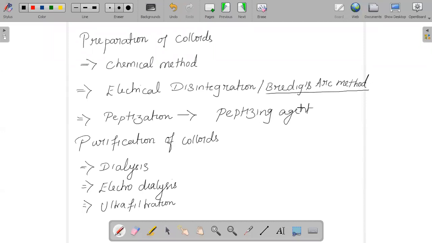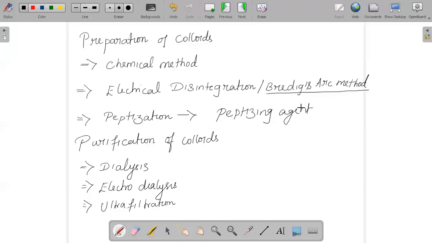During peptization, the precipitate absorbs one of the ions of the electrolyte on its surface, and this helps a charge to develop on the precipitate, which ultimately breaks up into small particles of colloidal size, and we get a colloid. So there are three different methods which we use in order to prepare colloids.